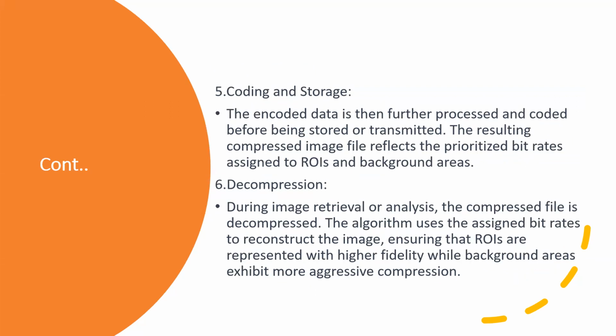Coming to the next one, coding and storage. The encoded data is then further processed and coded before being stored or transmitted. The resulting compressed image files reflect the prioritized bit rates assigned to ROI and background areas. Decompression. During image retrieval or analysis, the compressed file is decompressed. For example, the medical diagnostic assistant compresses the image file and it is stored in the database. If the doctor wants to look at the original image very clearly, then the process of decompression can be applied on the compressed image, by which the doctor can analyze the original image.